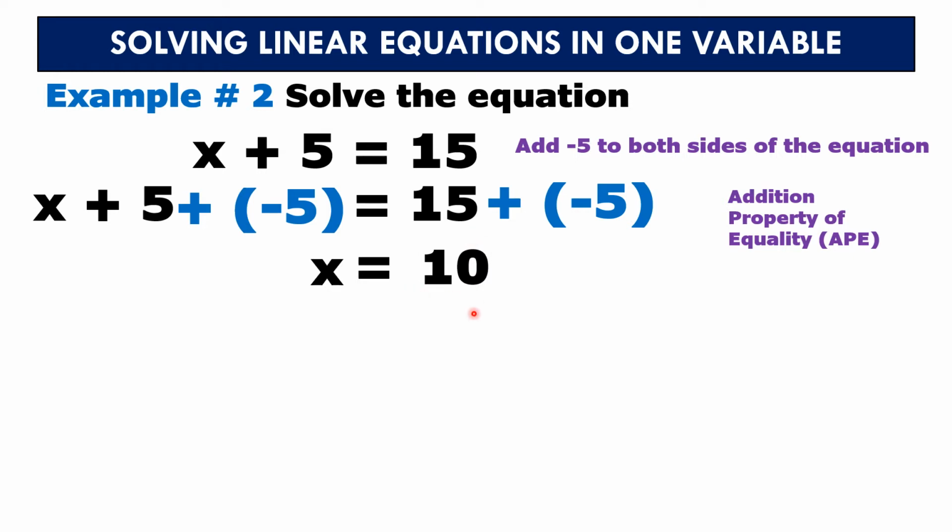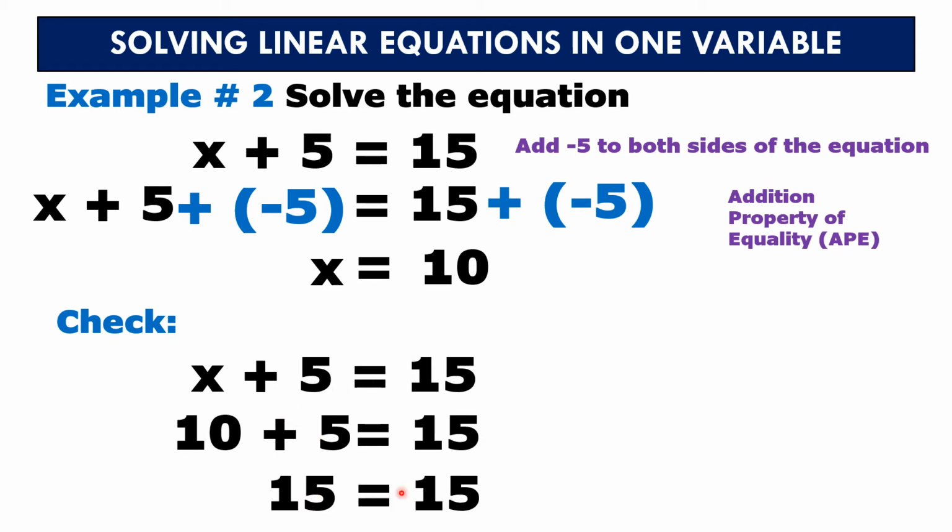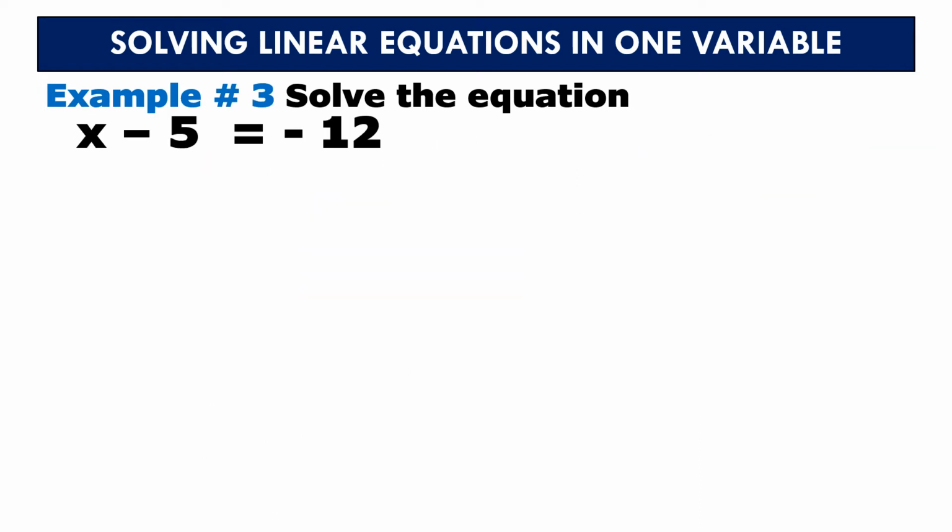To check if the answer is correct, substitute the value of x, which is 10. So we have 10 plus 5 is equal to 15. Since this is true, 15 is equal to 15, therefore 10 is the solution to the equation x plus 5 equals 15. Let us have another example. Solve the equation x minus 5 equals negative 12.